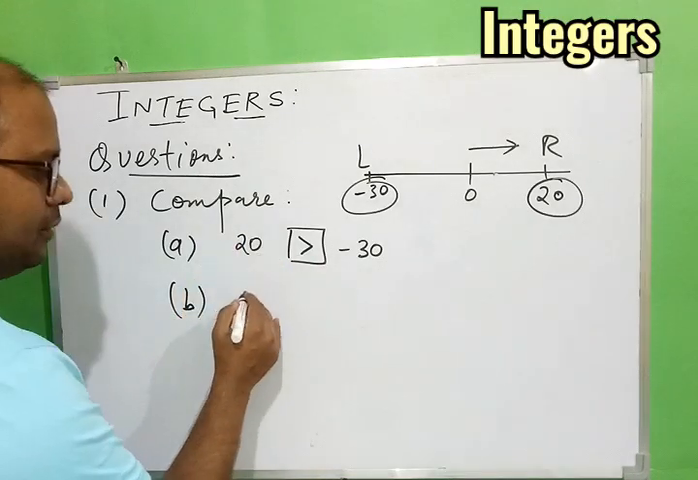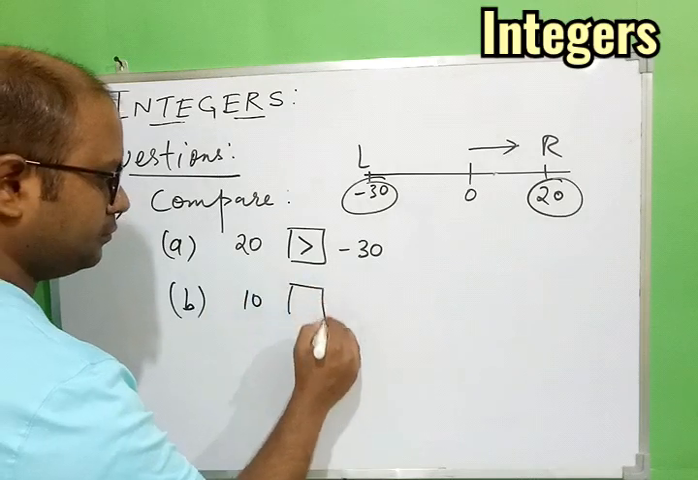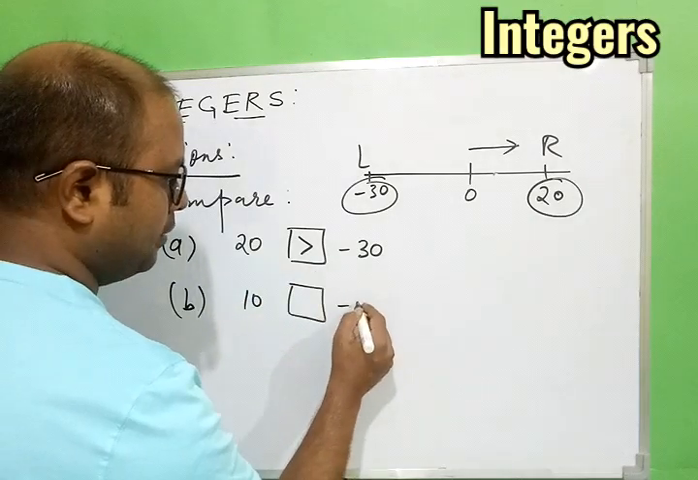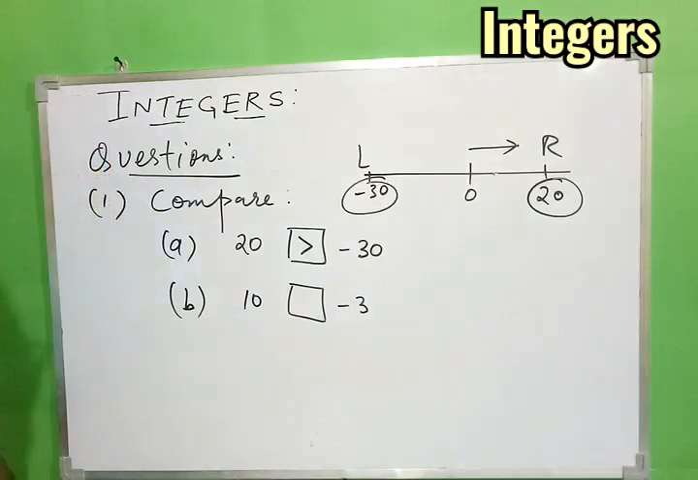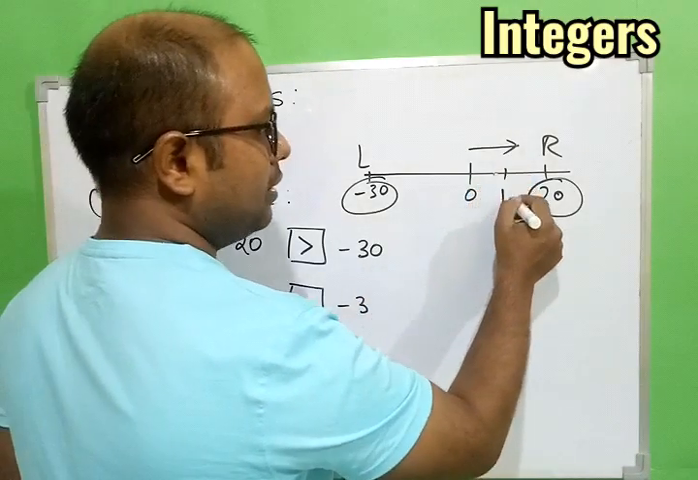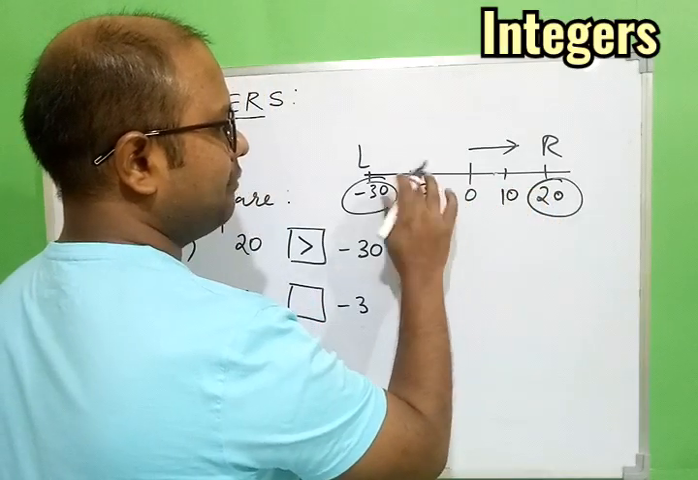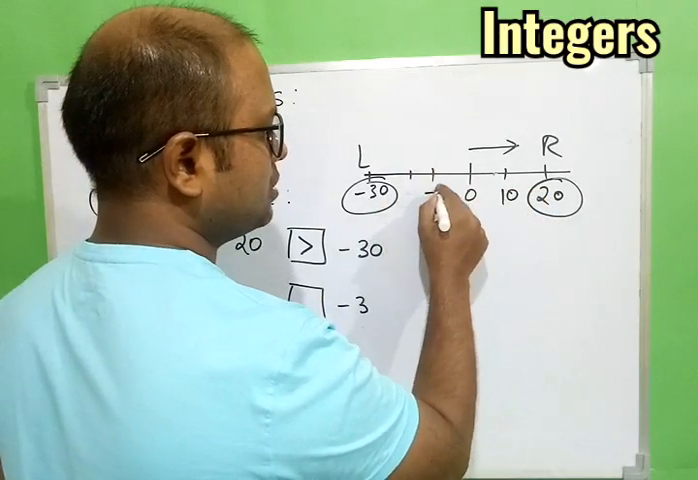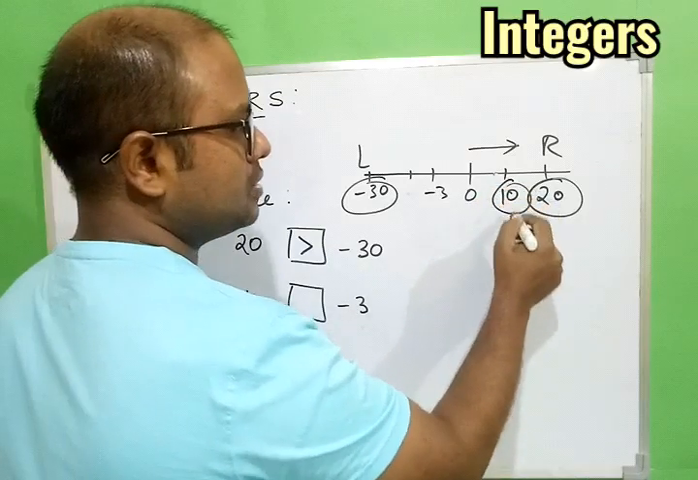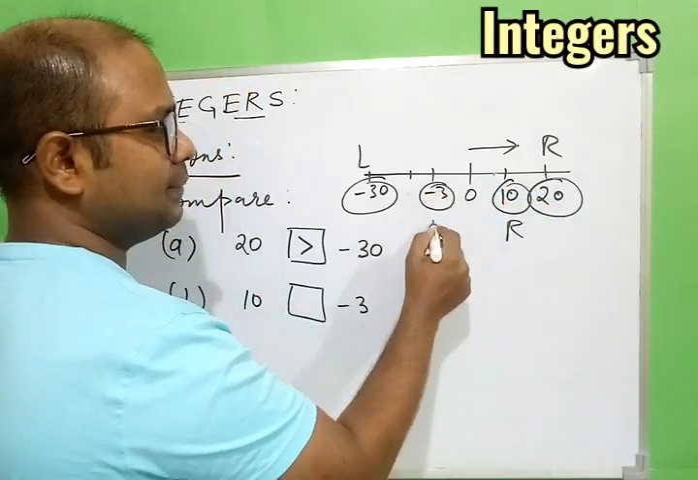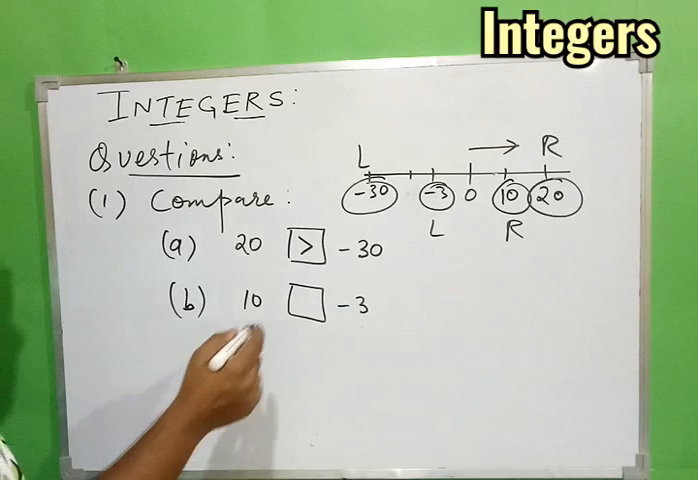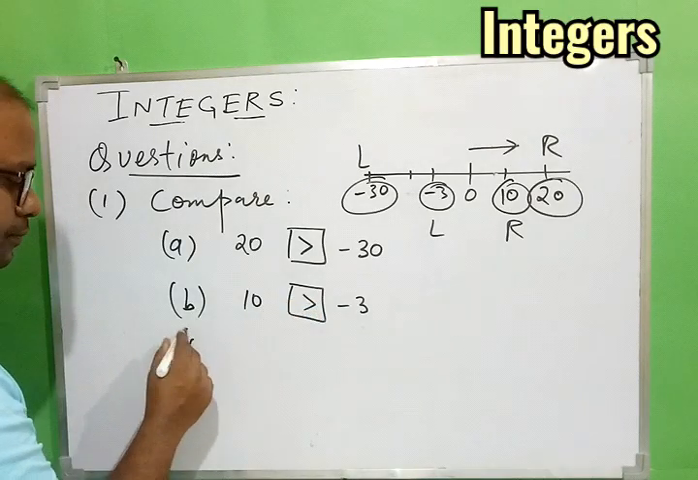Now if it is written 10 and minus 3, again we are able to see that 10 will be somewhere here, and minus 3 will be somewhere this side, very close to 0. Again we see 10 is on the right hand side, minus 3 is on the left hand side. The right hand side number is always greater, so 10 will be greater.